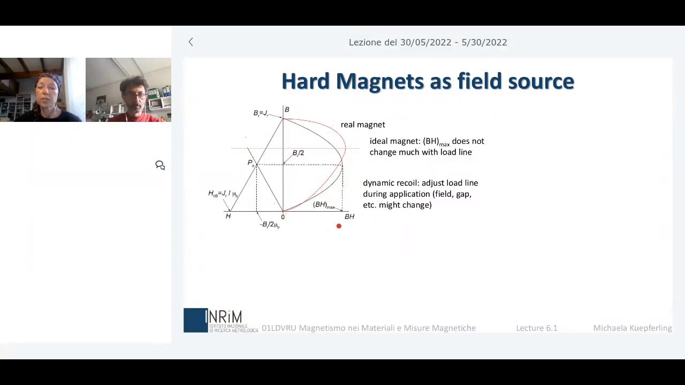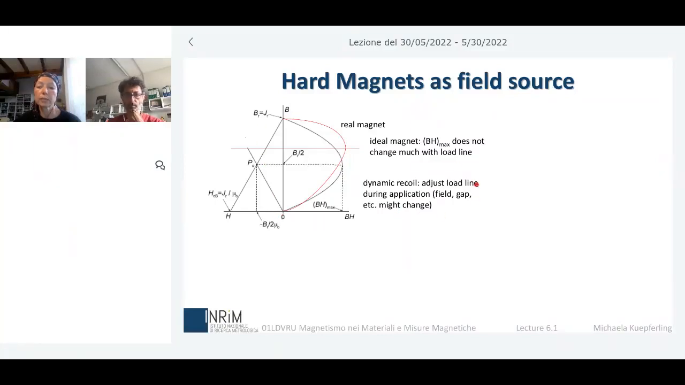In your application, it might also happen that the situation is not that stable. You might have, I don't know, different temperatures, for example. The gap is slightly changing during the application and so on. And so this BH max will vary a little bit, and you want to adapt your load line and your working point exactly to the situation that you're actually having.